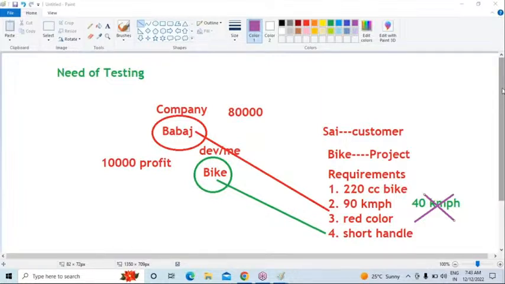Yes, speak out. So what will the customer do? He will reject. He will not buy the bike. He already purchased it. So he simply gives a complaint to the company: whatever bike you developed is not meeting my requirements. You have to replace the bike or you need to modify it. So that is the complaint given by the customer.